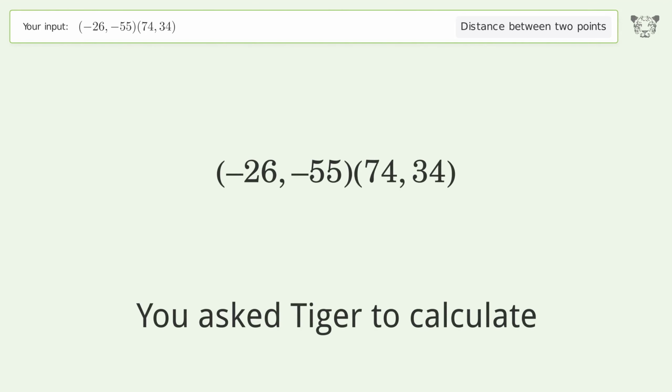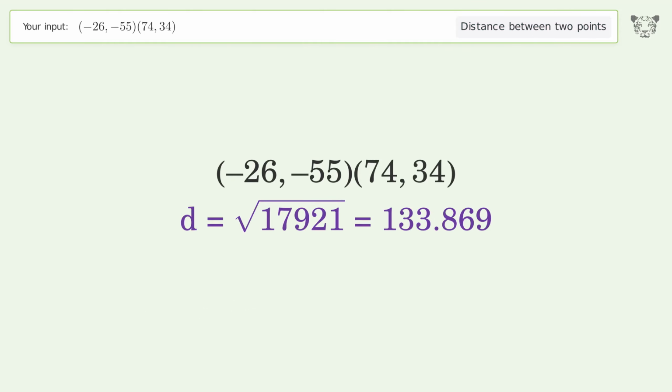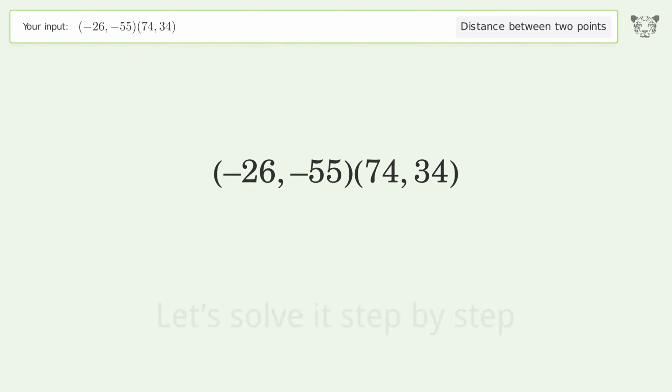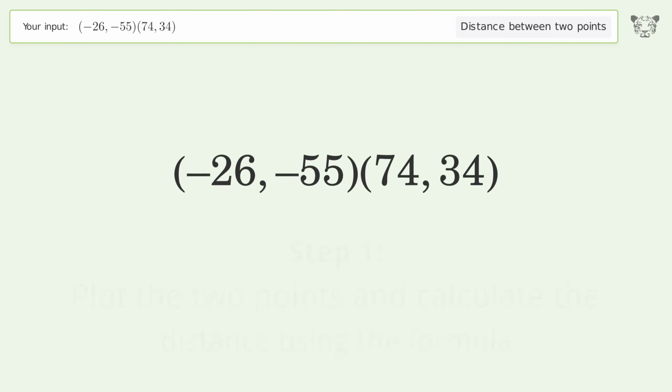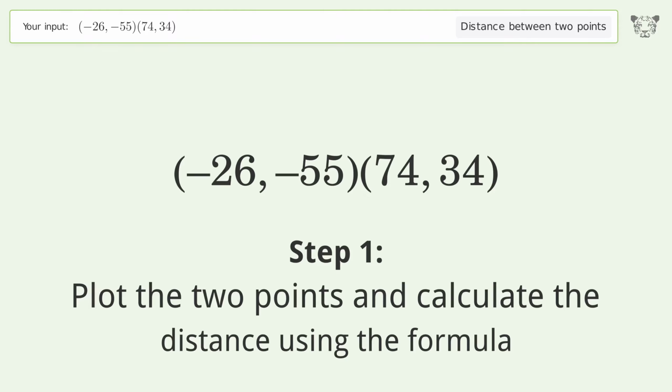You ask Tiger to calculate. This deals with the distance between 2 points. The distance between the 2 points is the square root of 17,921 or 133.869. Let's solve it step by step. Plot the 2 points and calculate the distance using the formula.